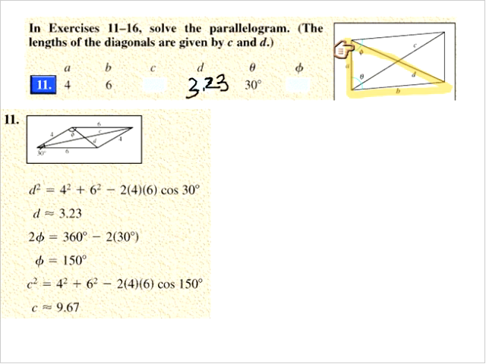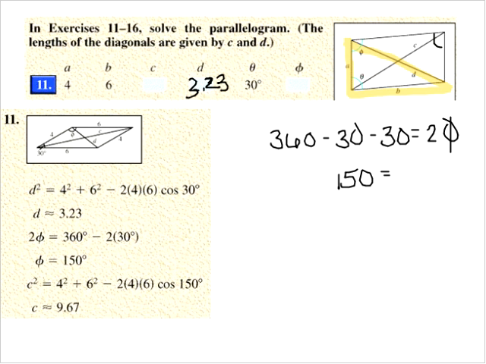To find your other missing angles now, we are going to have to use our properties of parallelogram. We know that all the angles of a parallelogram add up to 360 degrees. And the opposite angles are congruent. So theta, I have 30 degrees there. The opposite angle over here is also 30 degrees. And that leaves me with 2 times the angle that's remaining. So subtracting those, I get 300 divided by 2 is 150 for each of those angles.